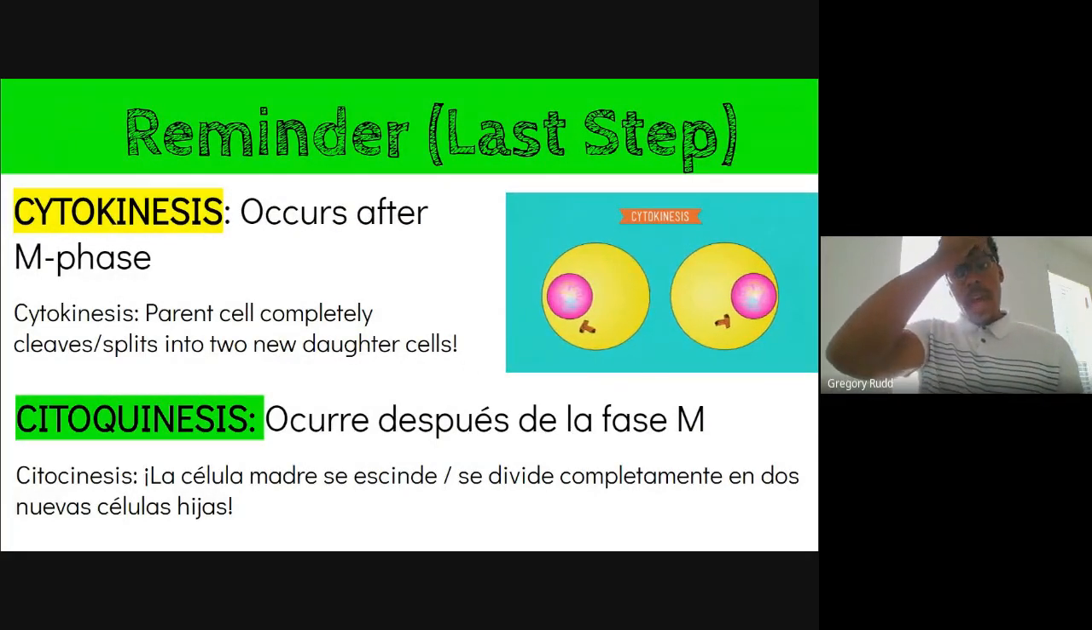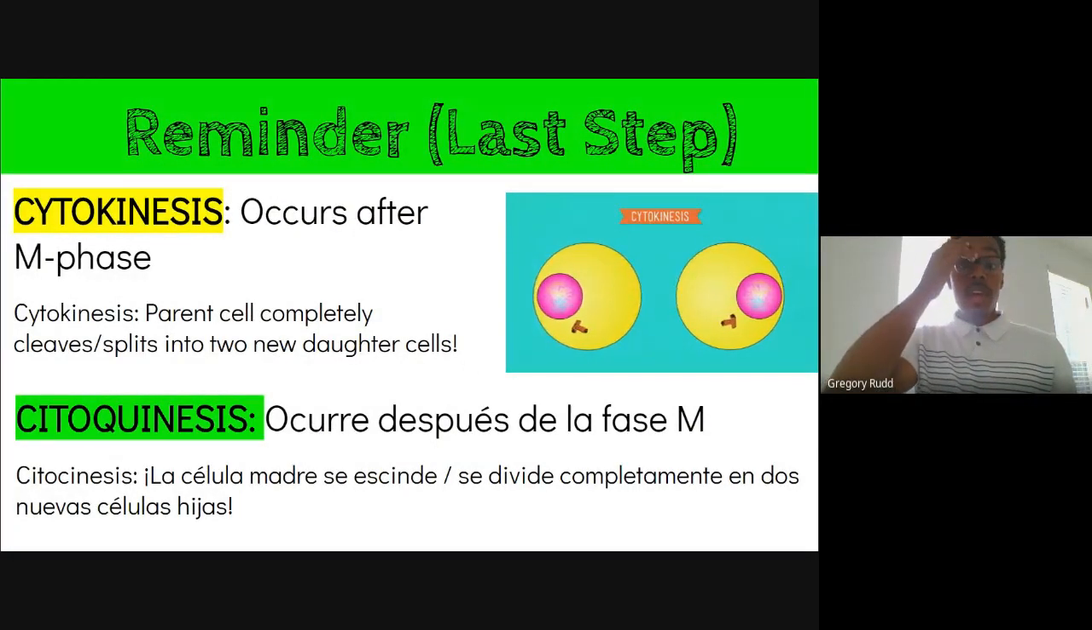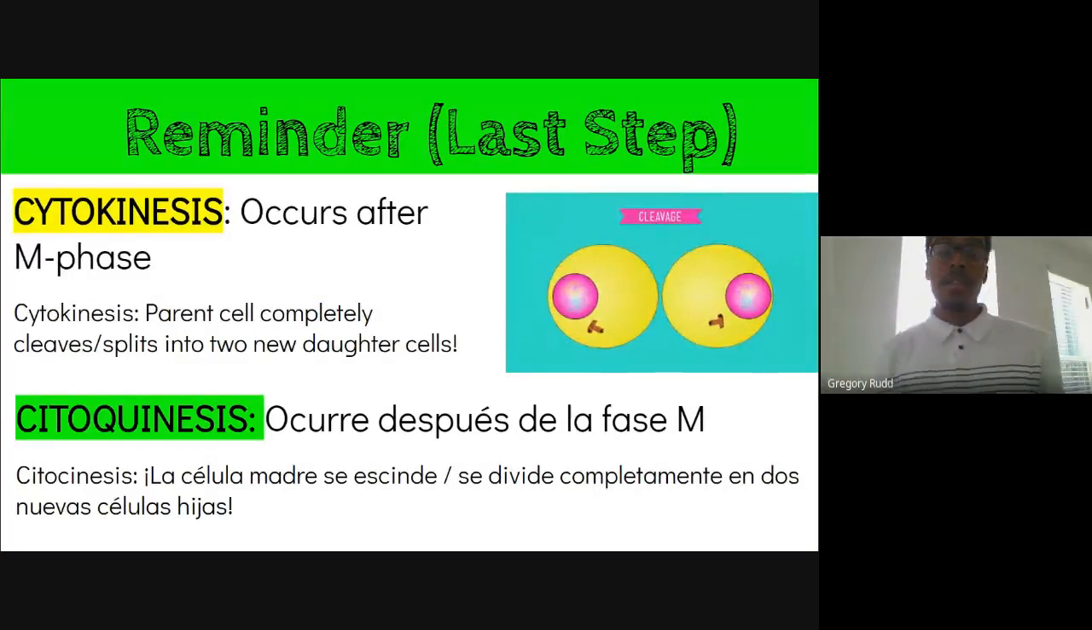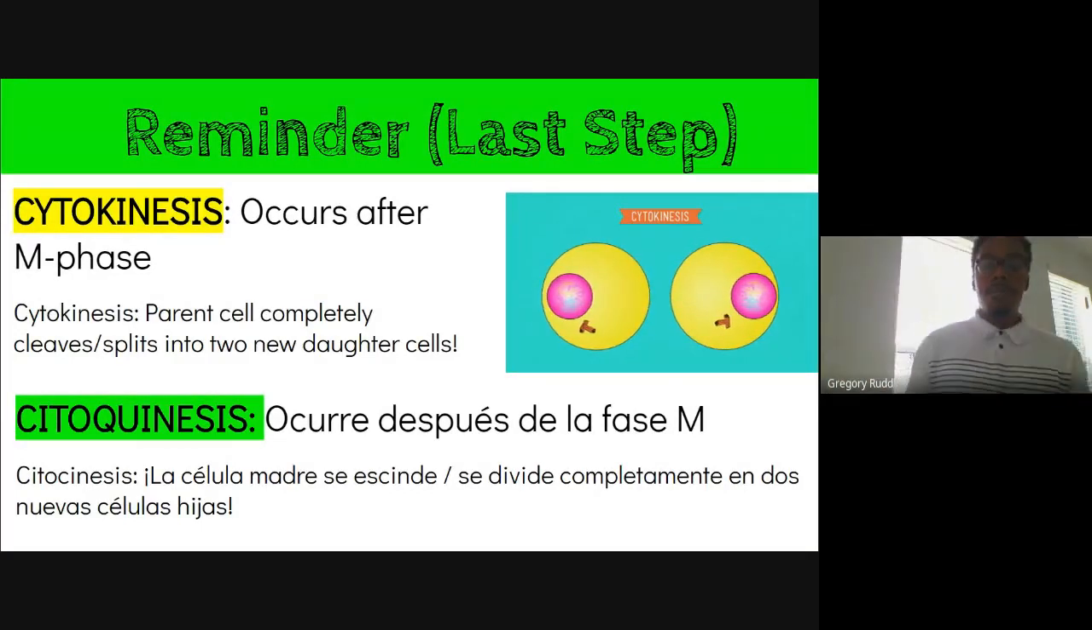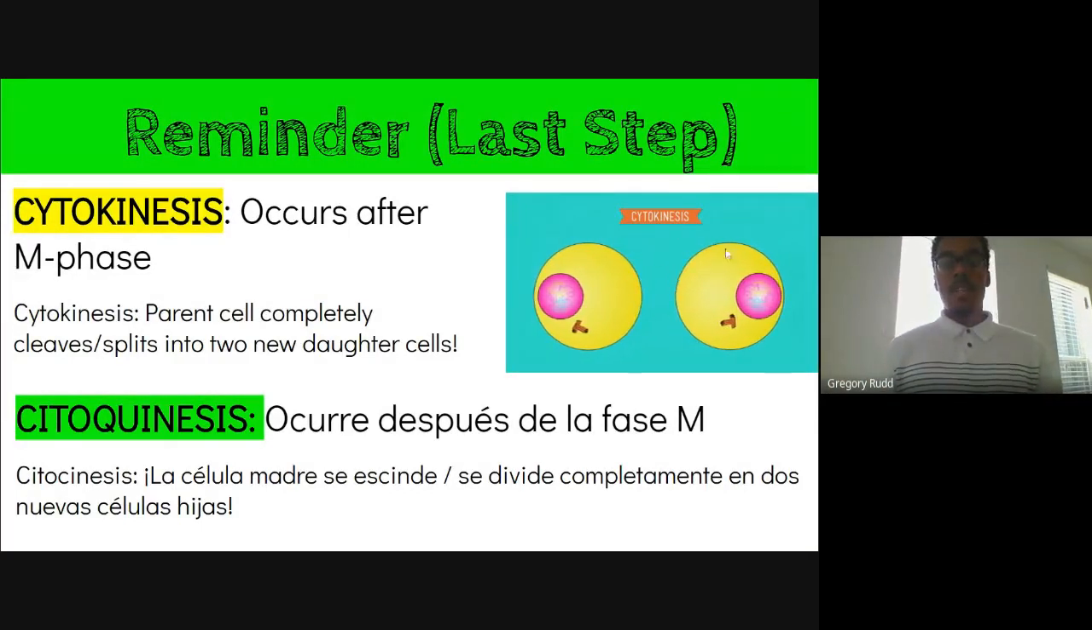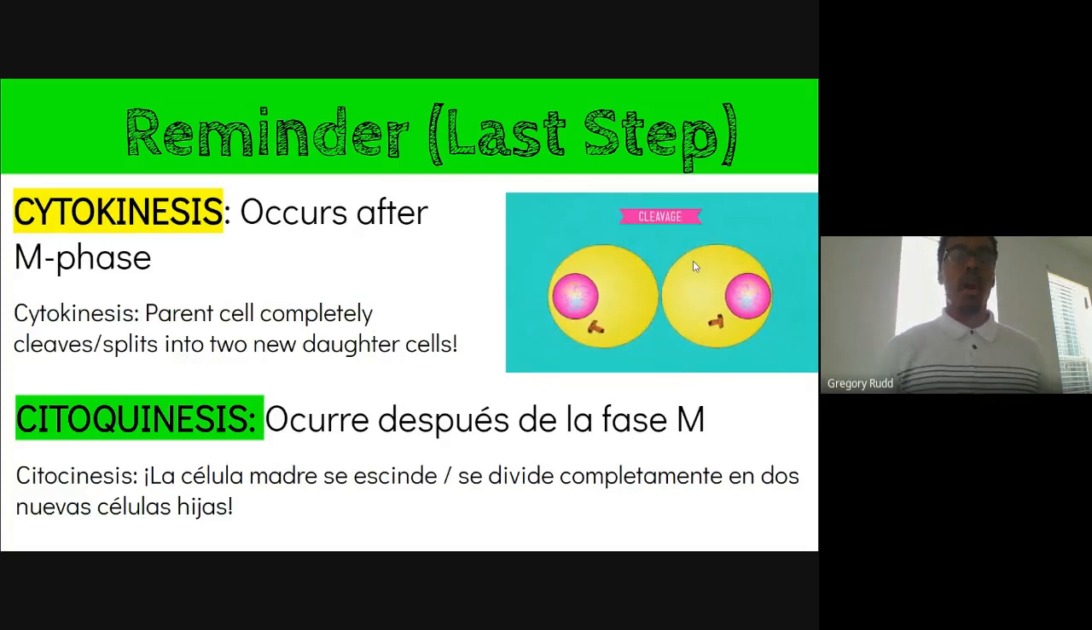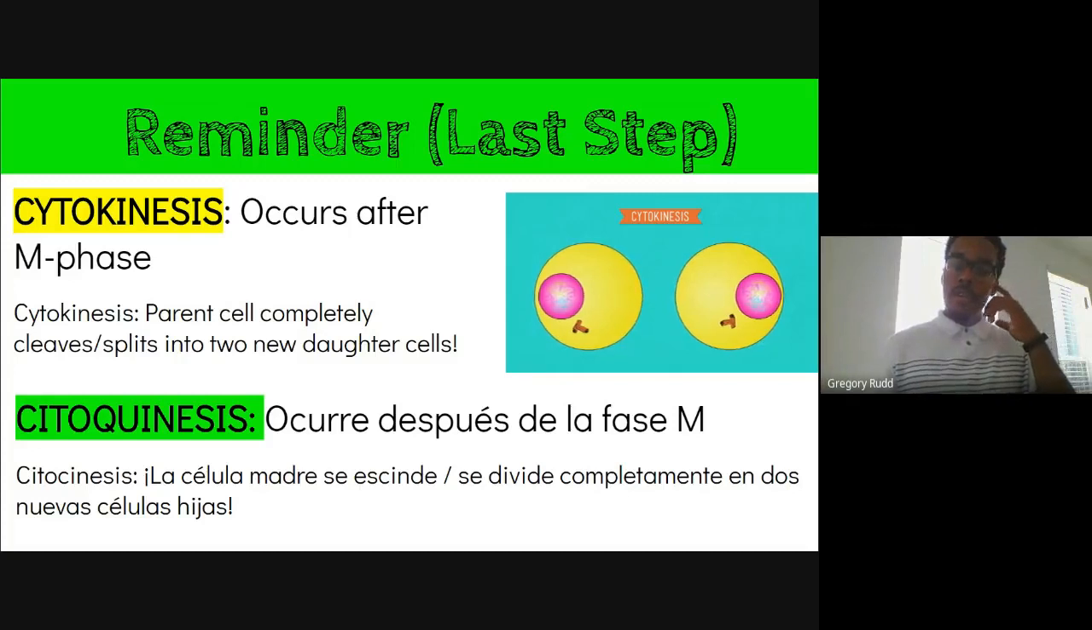So right after the M phase, we've got cytokinesis. Right after telophase, we've got cytokinesis, as the two new daughter cells split and move apart from one another.